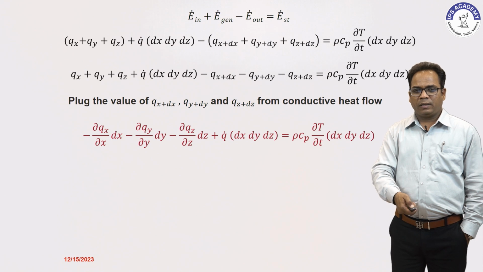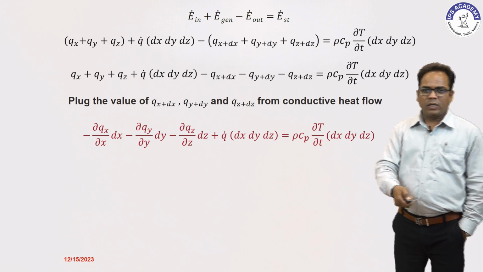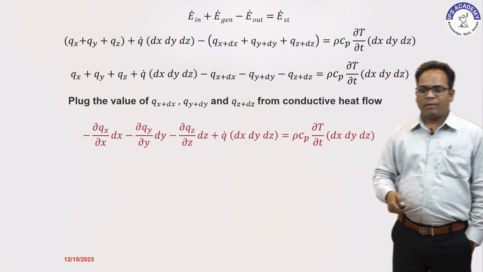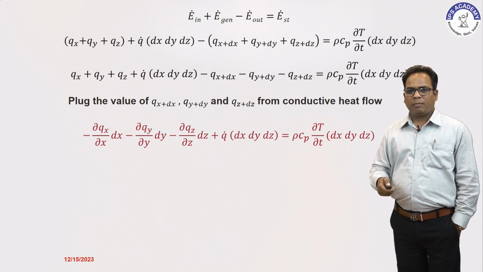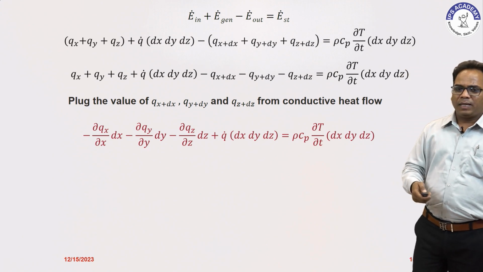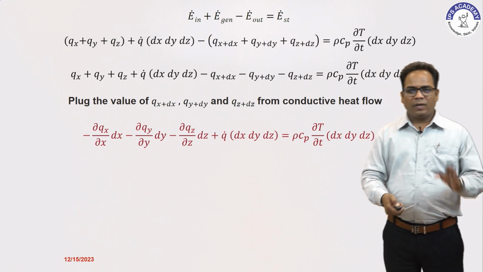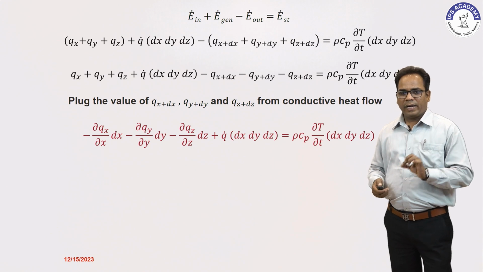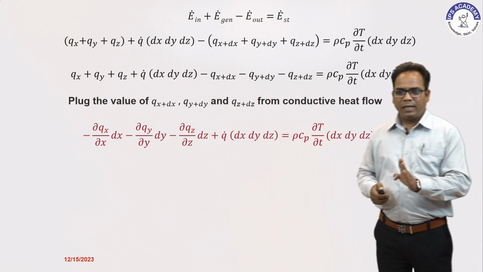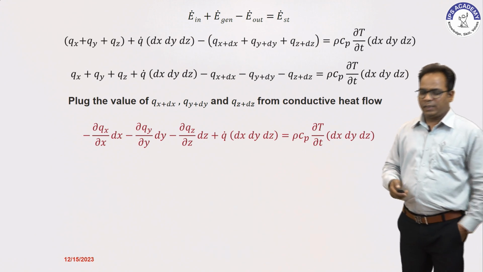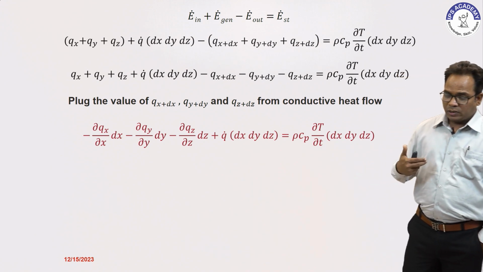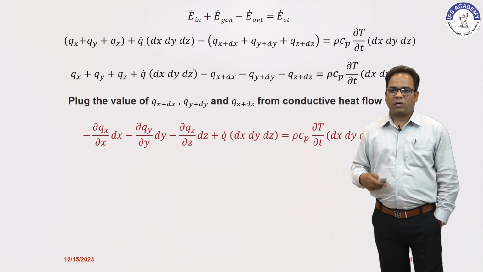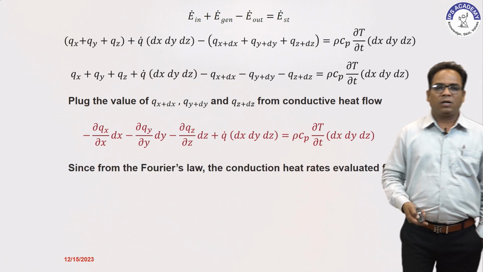So minus delta qx upon delta x times dx, minus delta qy upon delta y times dy, minus delta qz upon delta z into dz, plus. The first three terms represent the net flow of heat in the x, y and z directions, the fourth term represents the rate of energy generation per unit volume, and the right hand side term represents the rate of change of energy within the system, or within the control volume.